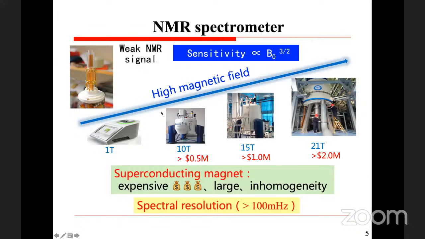So one direction of NMR spectrometer development is trying to increase the superconducting magnetic field. However, the corresponding price and size of the superconducting magnet increase significantly. Moreover, the magnetic field inhomogeneity becomes worse and worse, thus requiring very complicated techniques for shimming the magnetic field. So currently, the state-of-the-art spectral resolution is limited to about 100 millihertz.